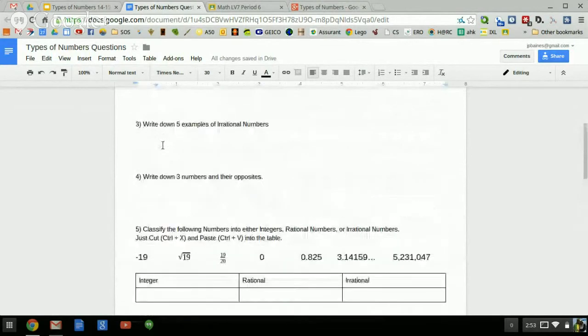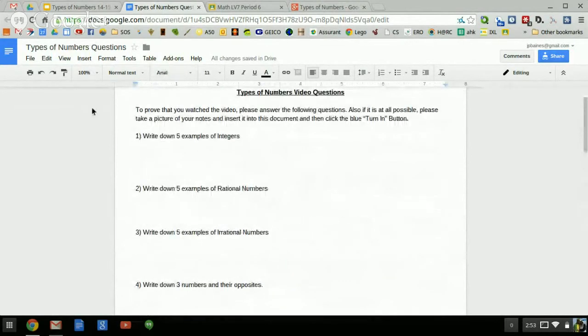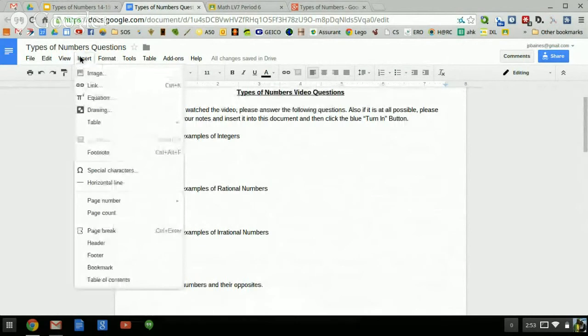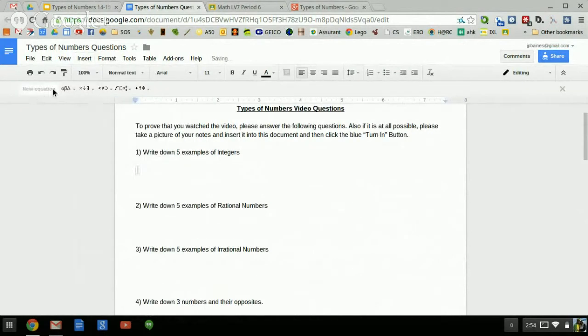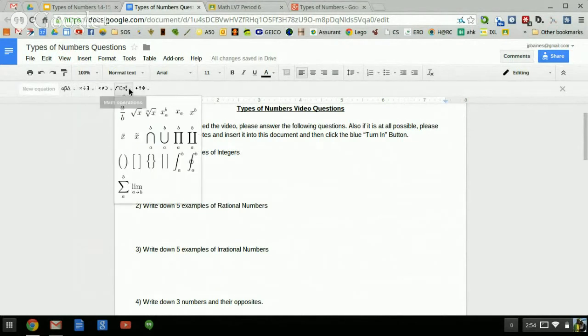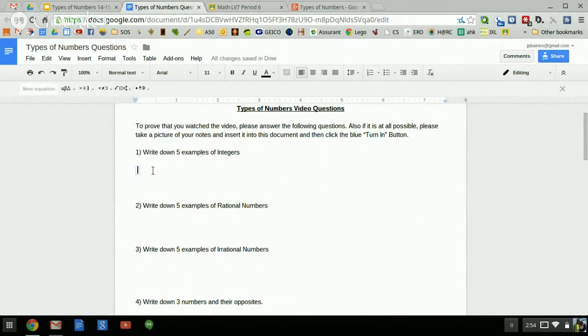If you would like to write a square root or something, go to Insert, Equation, and you'll get this little bar here, and it can help you find different math operations. If you're looking for square root, click here, and then here's square root, here's fraction writing, and a bunch of other symbols. So you can type them in there.